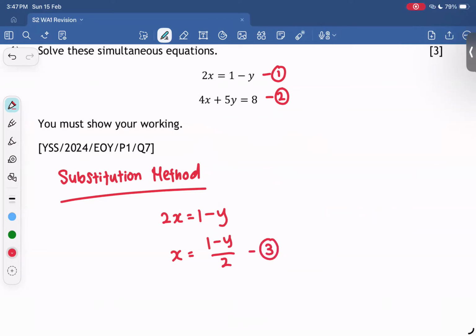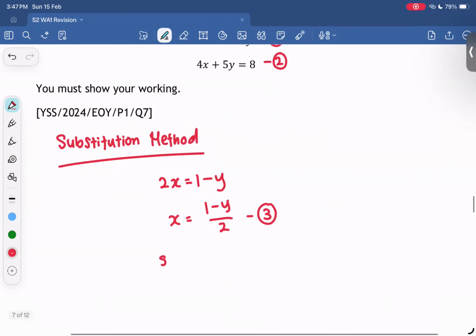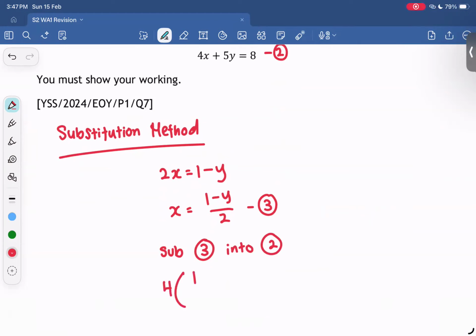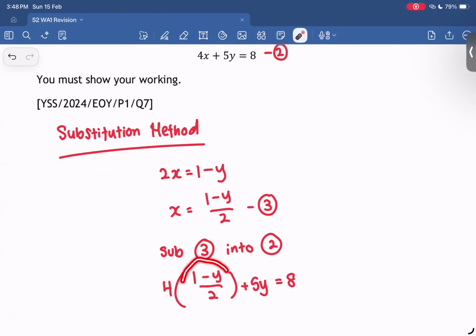So what I'm going to do is substitute equation 3 into equation number 2. I'll write down sub 3 into 2. So when I do that, I will have 4 bracket (1 minus y) over 2 plus 5y equals to 8. Now you might be wondering, your best friend from primary 6 is back already. This fraction over here. My students, they hate fractions so much. So the more they hate, the more I purposely give them fraction questions until they love fractions. So now I call fractions their best friend because they love it.